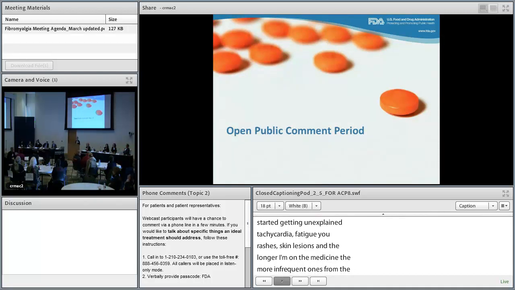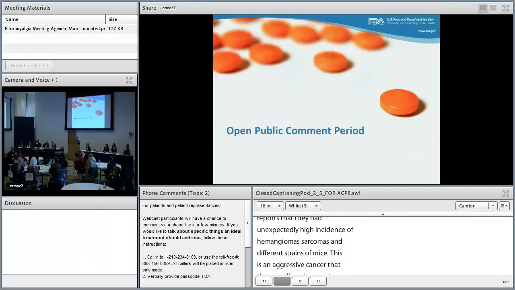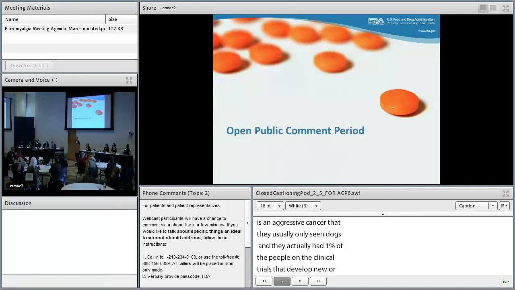The second thing is if you read about Lyrica, they actually report that they had an unexpectedly high incidence of hemangiosarcomas in 2 different strains of mice. This is a very aggressive cancer that they usually only see in dogs, and they actually had 1% of the people in the clinical trials that developed new or worsening pre-existing tumors. And what it says is, this could be significant, we're not sure if it's significant.